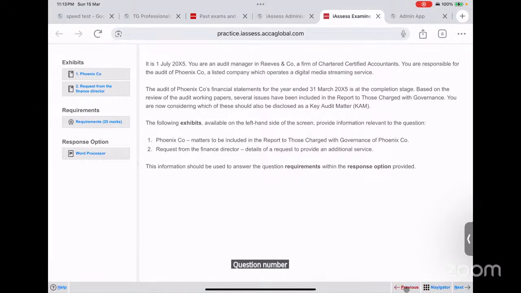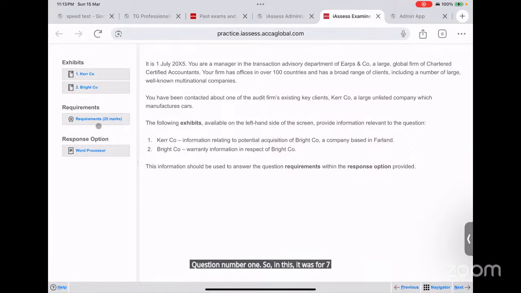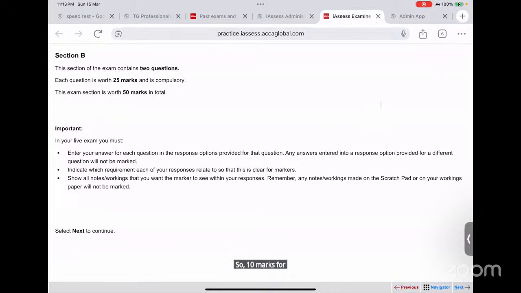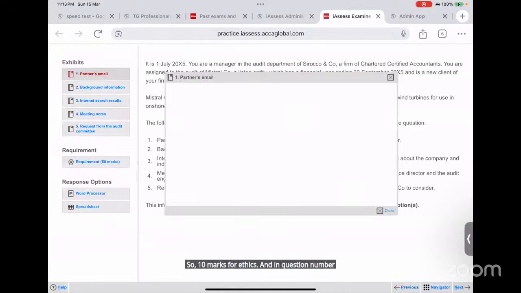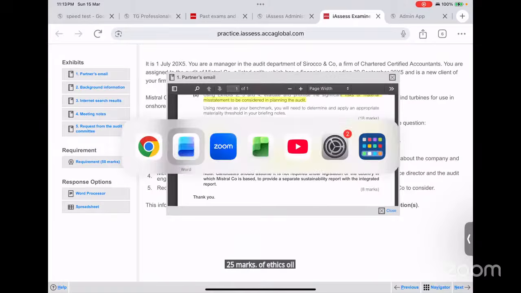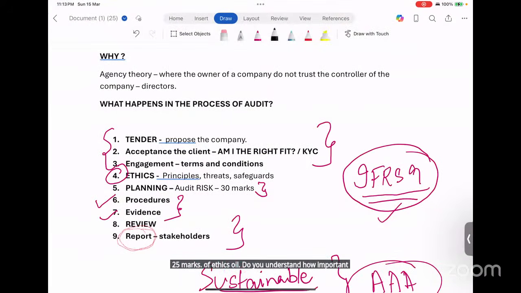Question number 1, it was for 7 marks. Question number 2, ethics are there for 10 marks. So 10 marks for ethics. And in question number 1, they are there for 8 marks. So 10 plus 7 plus 8. You can understand that is basically 25 marks. 25 marks of ethics only. Do you understand how important this part of your syllabus is?